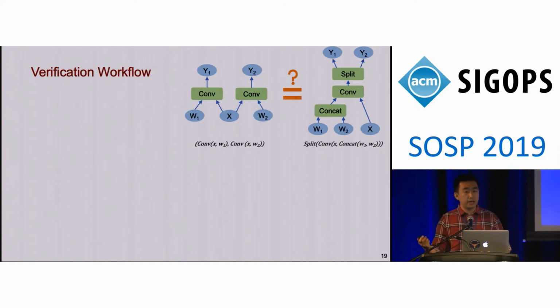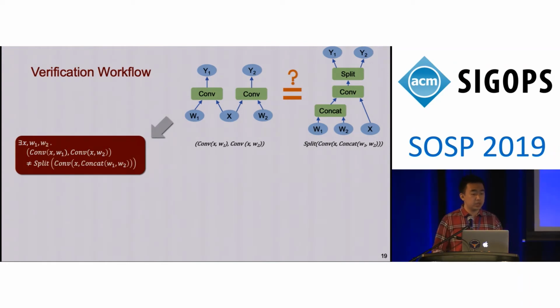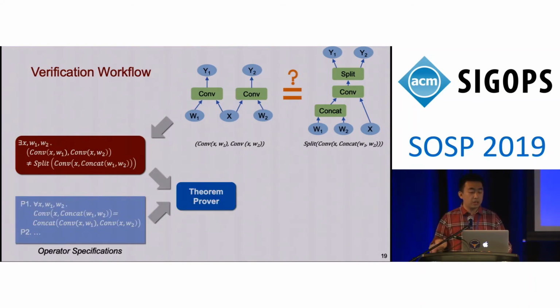And in order to verify the correctness of a substitution on arbitrary input, we can also translate this substitution into first-order logic by looking for a counterexample. If the two graphs are not equivalent, there must exist at least one counterexample such that the two graphs give different outputs. And we can feed this query along with our list of operator specifications to a theorem prover. And if the theorem prover returns unsat, meaning it can prove that there won't be such a counterexample, then we prove that this substitution is actually correct.